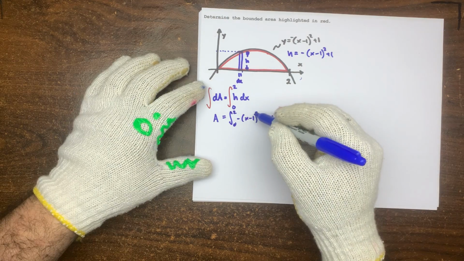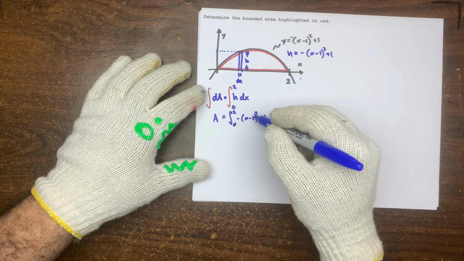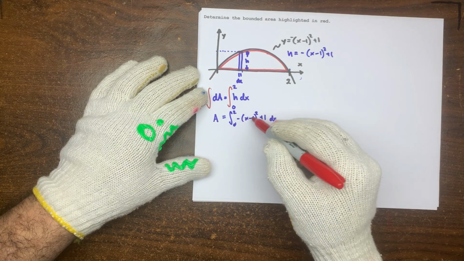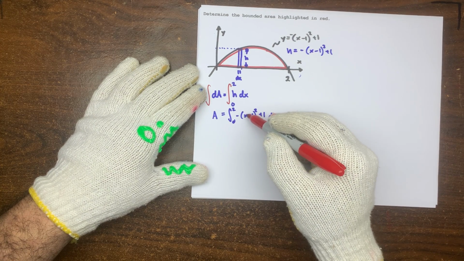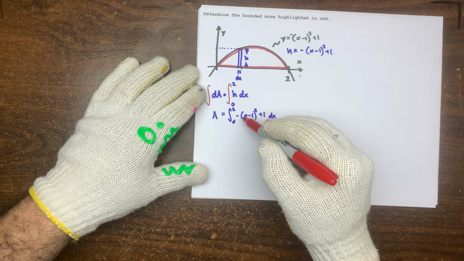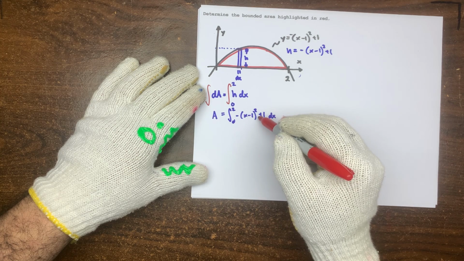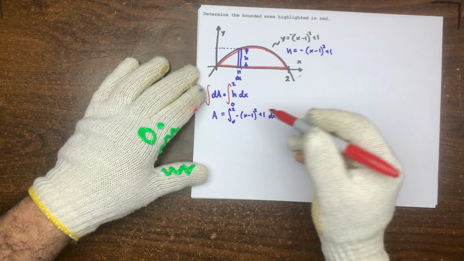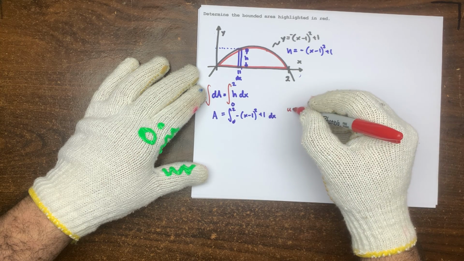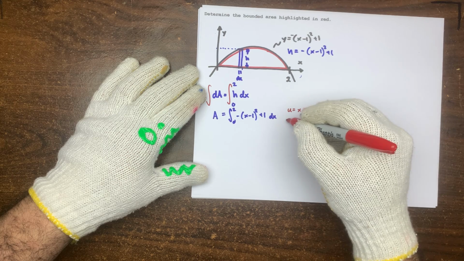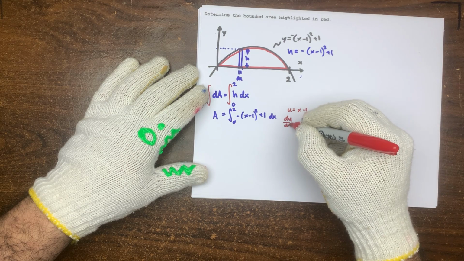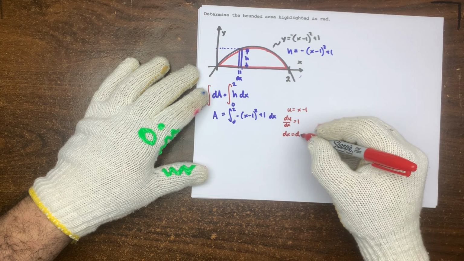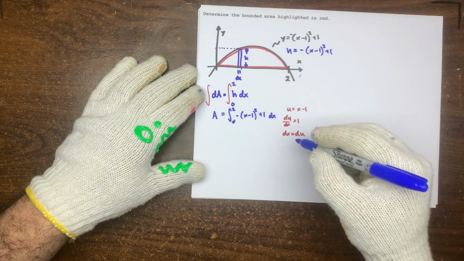So I could expand this. It would probably make my integral a lot easier. But hey, let's just do some substitution, okay? Because I see that the outside of this has a derivative of the inside, where the derivative of x is going to be 1, and I see the outside is going to have that. So let's do a substitution rule. So u is equal to x minus 1, so therefore du by dx is equal to 1, and dx is equal to du. Okay? So let's do that substitution.